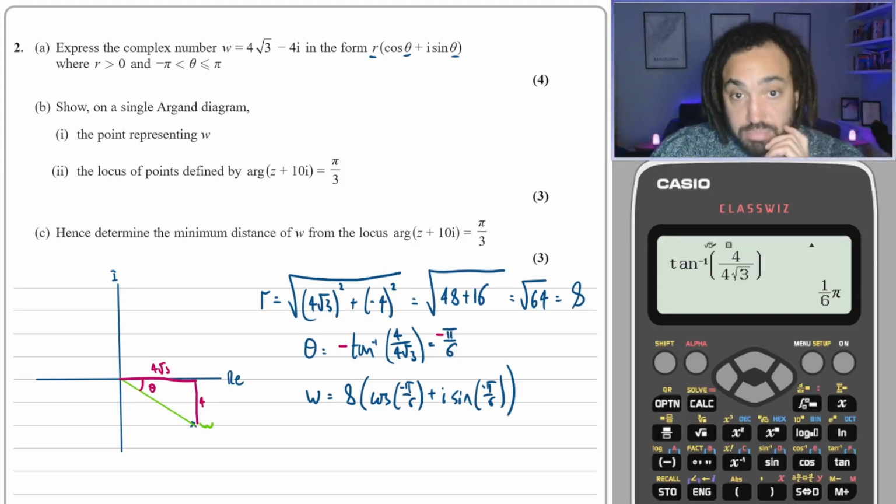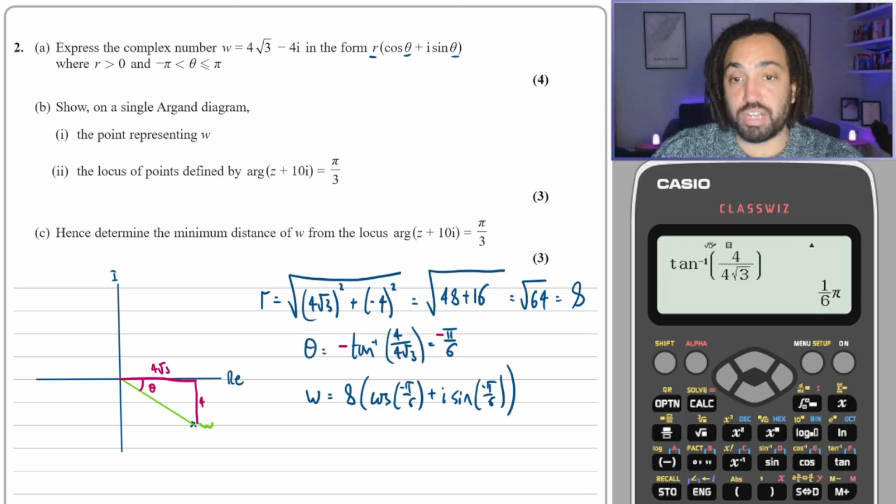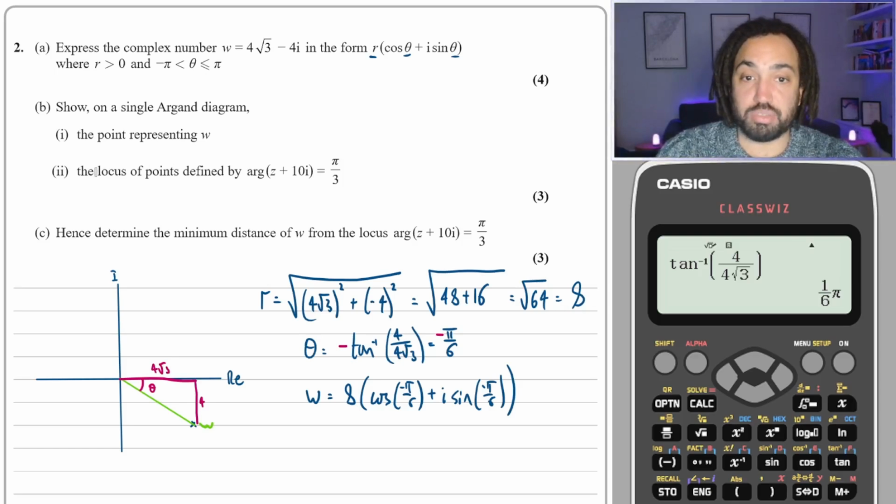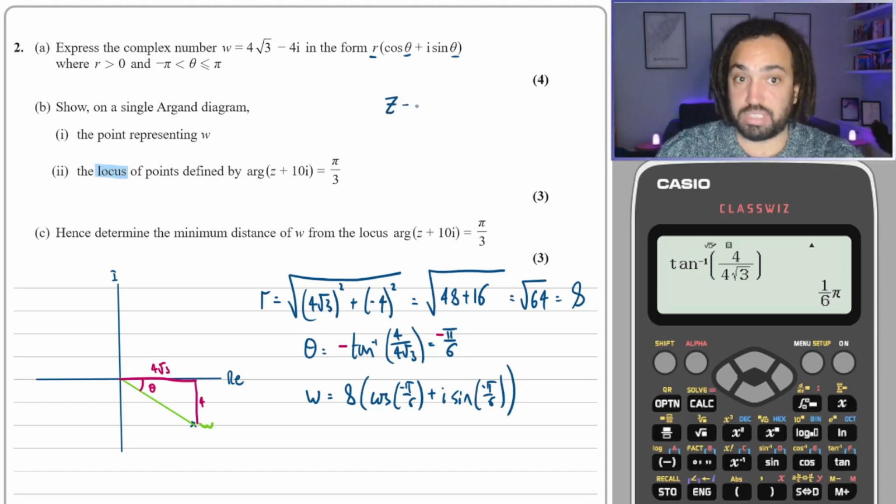Okay. Show on a single diagram the point representing W. Oh, already done that. Fantastic. The locus of points defined by the argument of Z plus 10i is equal to pi over 3. Whenever we see this word locus, it means I need to find the difference between any given complex number, Z, and Z1, which is a given complex number in here.